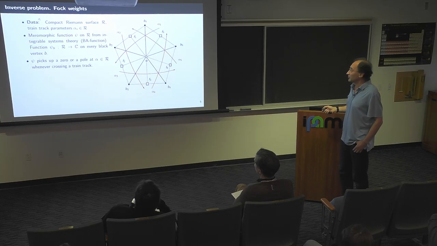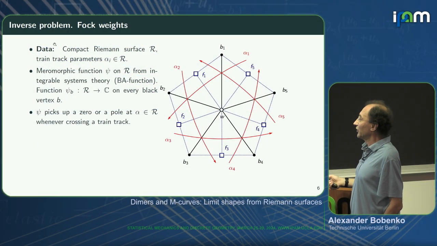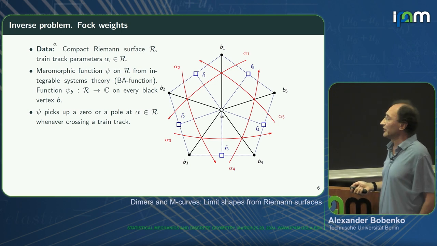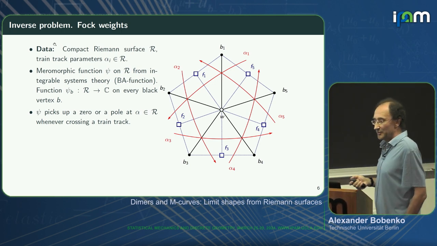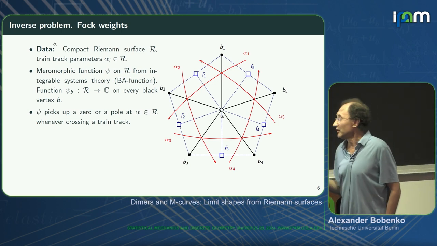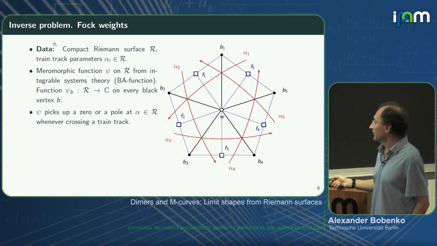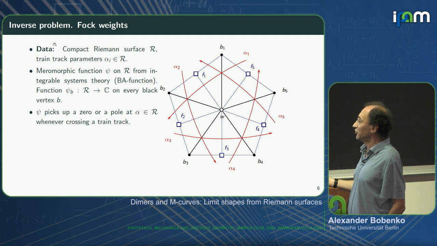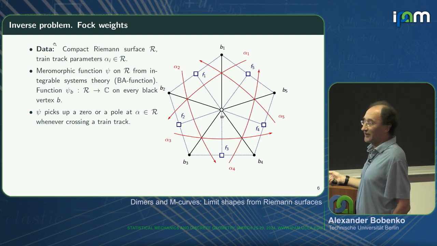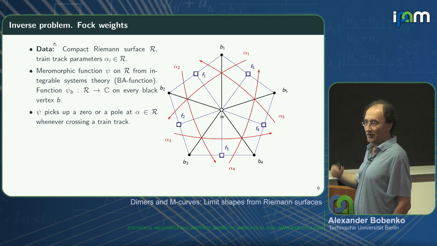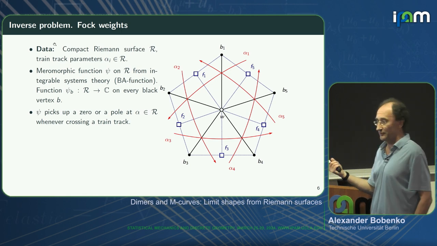And what happens to your function if you pass from this point to this point, yeah? For example, you cross these train tracks, and every time you cross a train track, your function picks up a zero or a pole. For example, if you go from this point B5 to the point B1, how are these two functions related? You cross two train tracks, and this means the orientation is different. This means this function B1 gets one more pole and one more zero.